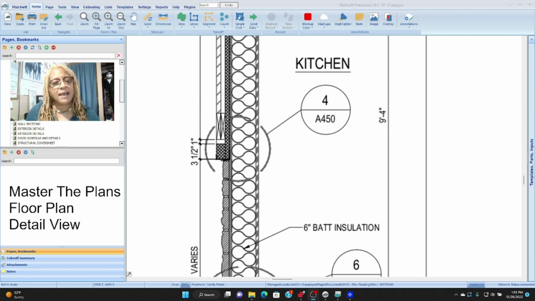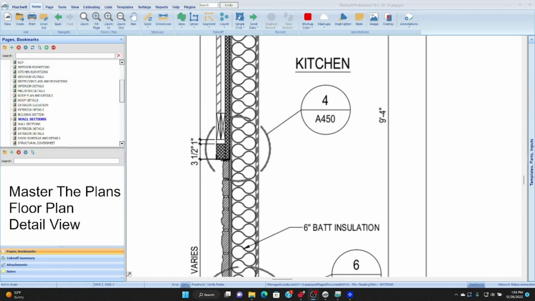So many mistakes happen because contractors leave out the steps involved in the call out. Let's discuss the detail call out. Okay, everyone, so what we are looking at here is the detail call out.